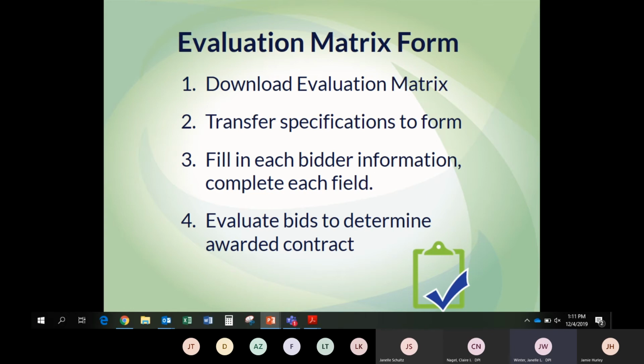matrix, so that you're making sure that you're highlighting all your specs as you are evaluating the bidders. And then fill in each bidder's information, completing each field that's necessary or applicable to the piece of equipment, and then evaluate the bids to determine a contract award. So I'll bring up the form here.